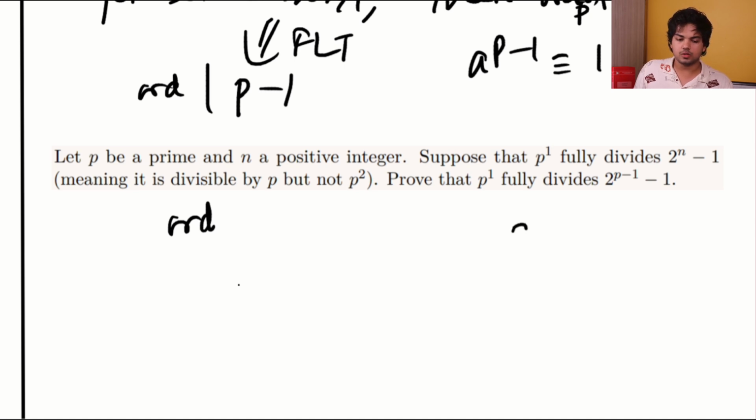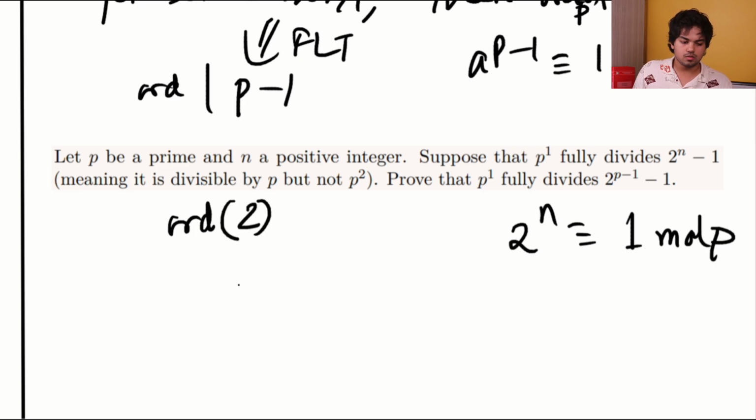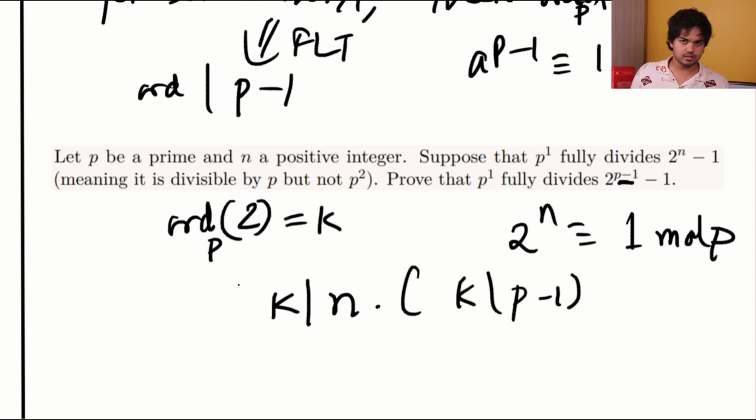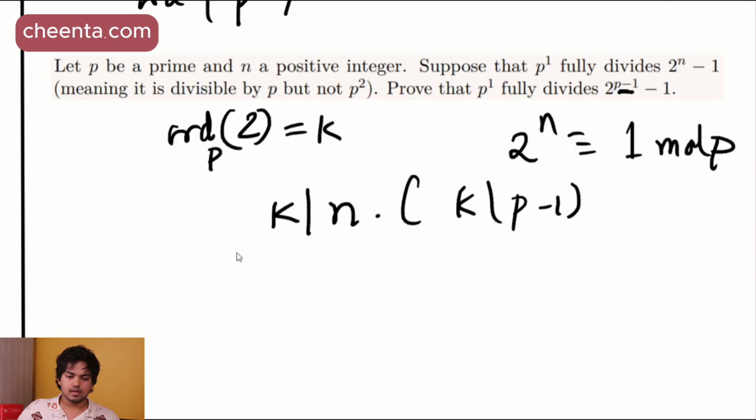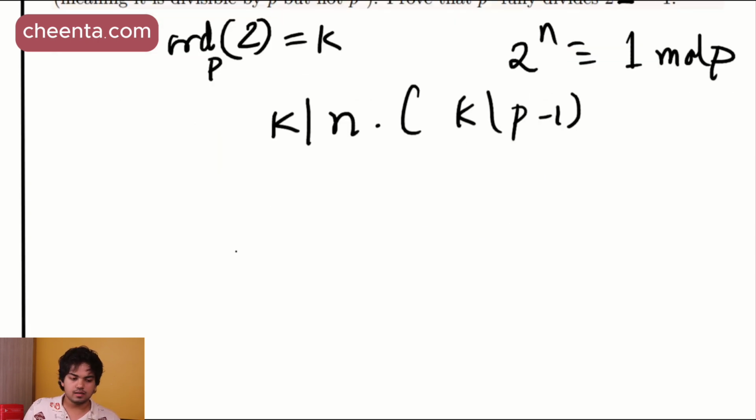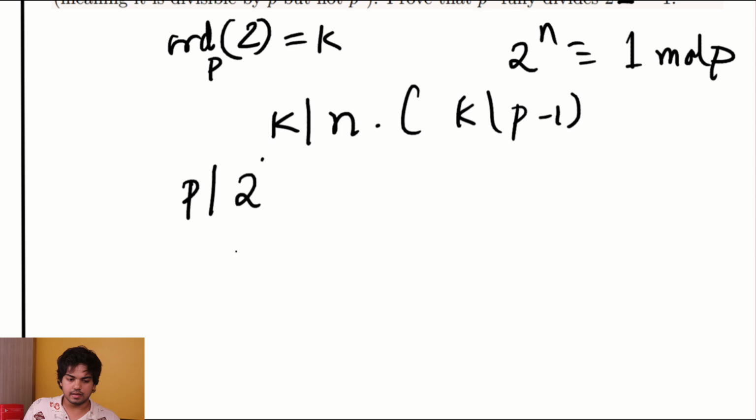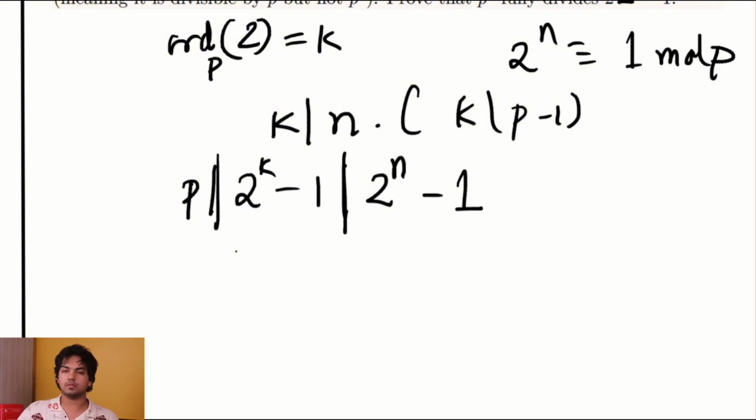Right? We have powers of 2. 2 to the n is congruent to 1 mod p, which implies that the order of 2 mod p, which I'll call k from now on, k divides n, right? But k also obviously divides p minus 1. I don't need to explicitly write that, but that's always true. k divides n. So in particular, I have that p divides 2 to the k minus 1, obviously. 2 to the k is congruent to 1 mod p. But since k divides n, 2 to the k minus 1 also divides 2 to the n minus 1. So I have this chain of divisions. p divides 2 to the k minus 1, which divides 2 to the n minus 1.